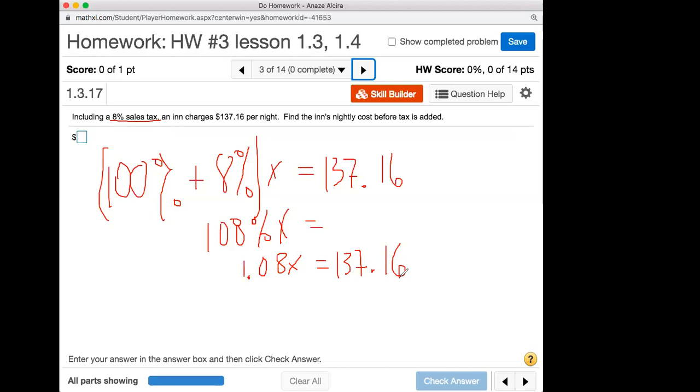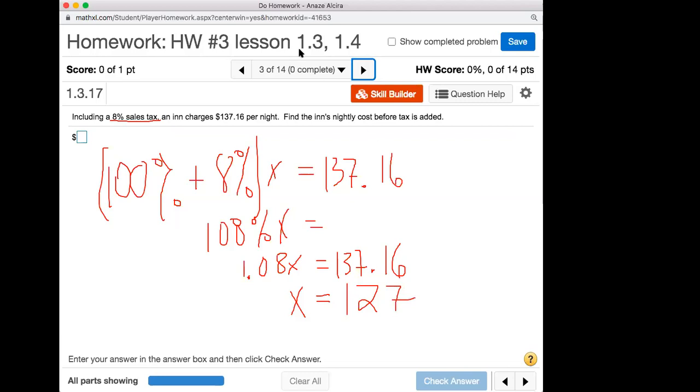All right. So go ahead and do your division, guys. Let me go ahead and do it. 137.16 divided by 1.08 comes out to 127. So there's your price. Before tax is added, it's $127 a night. Think about it. If you were to go to this hotel and they tell you the price was $137.16, including tax, what did you pay? What was the hotel's rate before taxes was added?